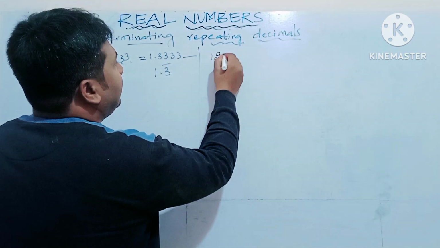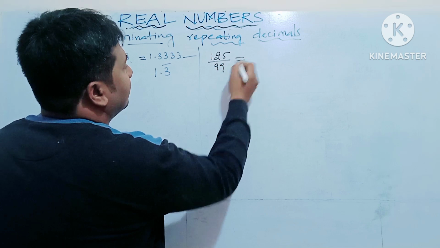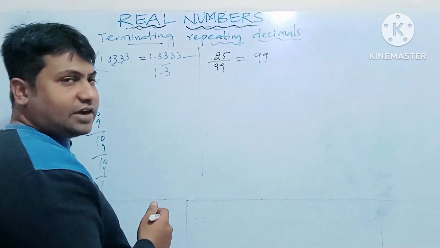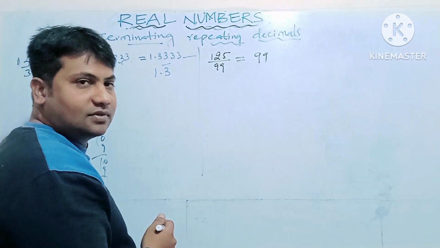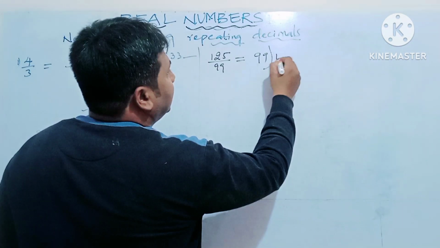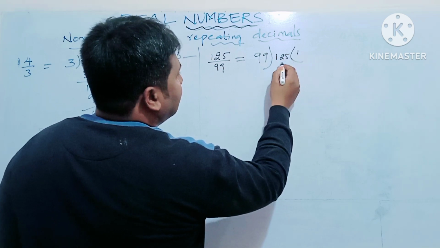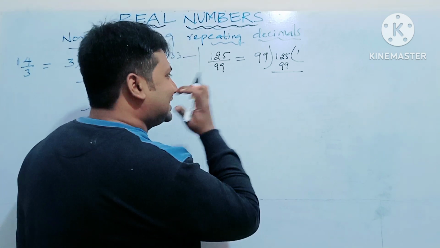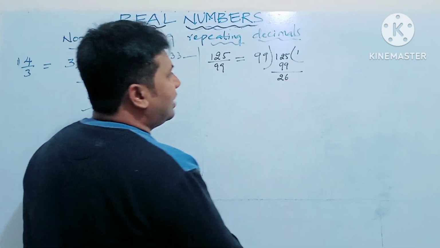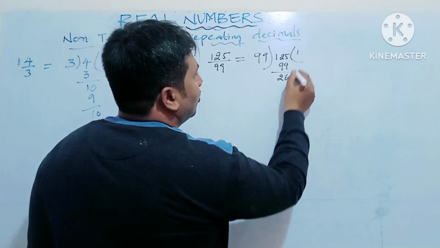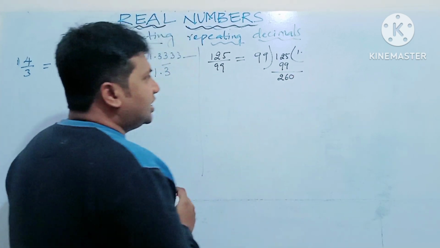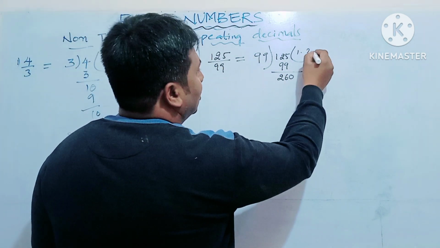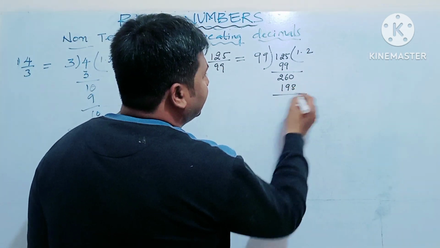Right. 125 by 99. Let's try. Are you all ready? Are you trying? Come on, pause it and try. Okay, I am doing. So 125. 99 ones are 99. The balance is 26, right? Then again 0. So 99 into 2 is 198. Am I right?